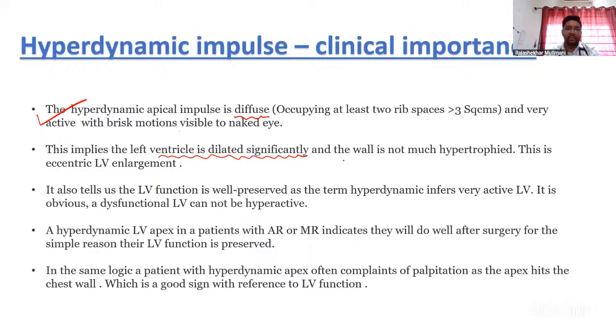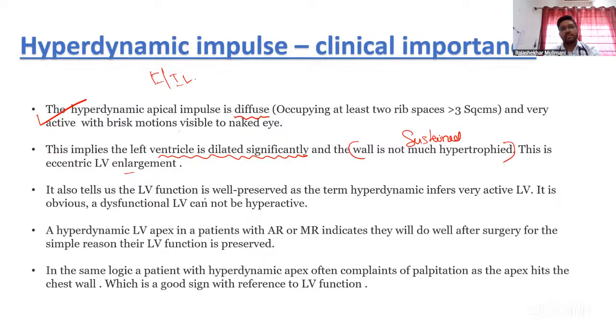That means there is something called eccentric hypertrophy. That's the terminology you use. And the wall is not much hypertrophied. If there is a simultaneous hypertrophy, it will be diffuse and sustained. Whereas a hyperdynamic apical impulse is forceful but ill-sustained, ill-sustained because the wall is not hypertrophied. So there is an eccentric LV enlargement.